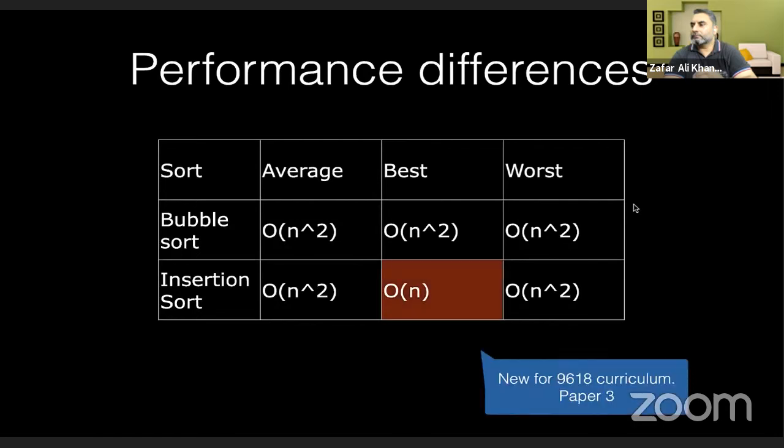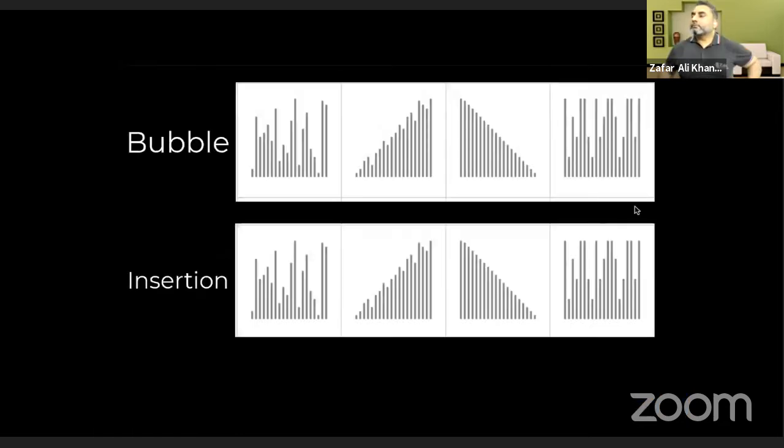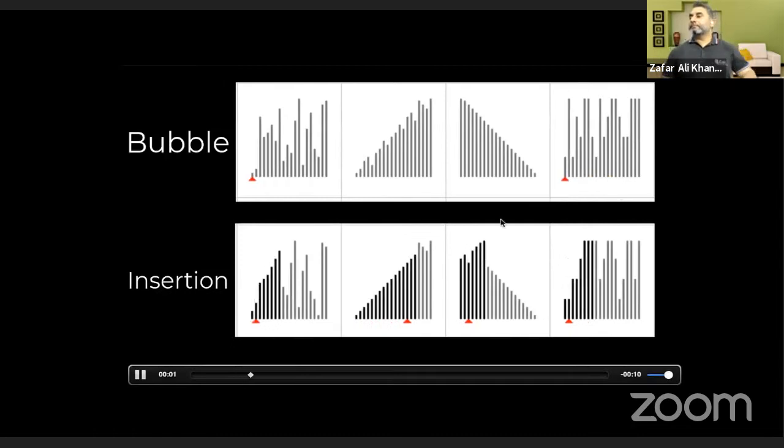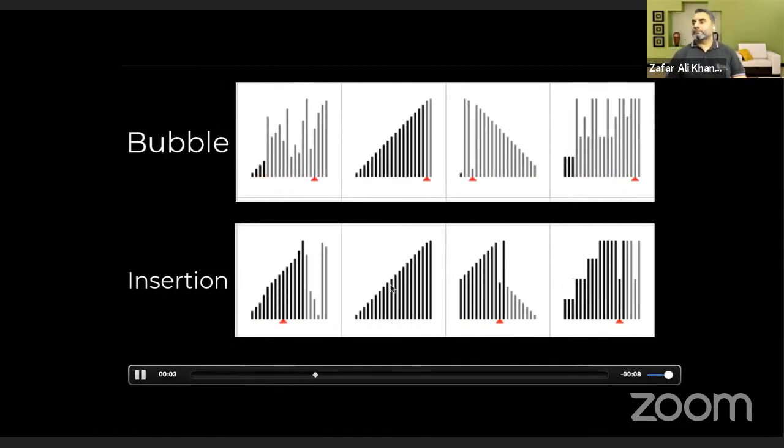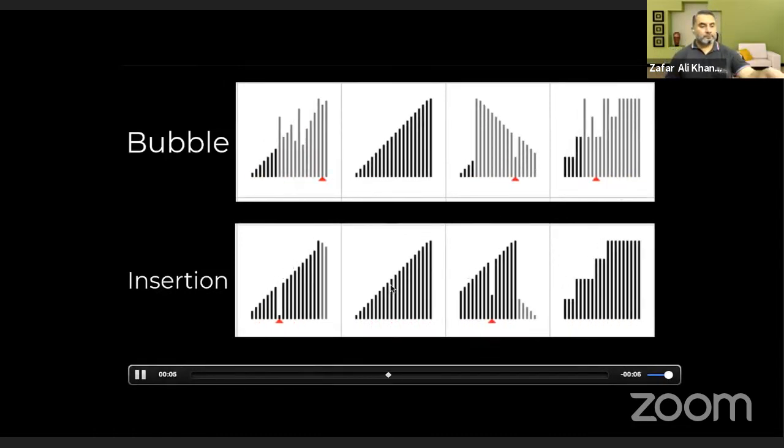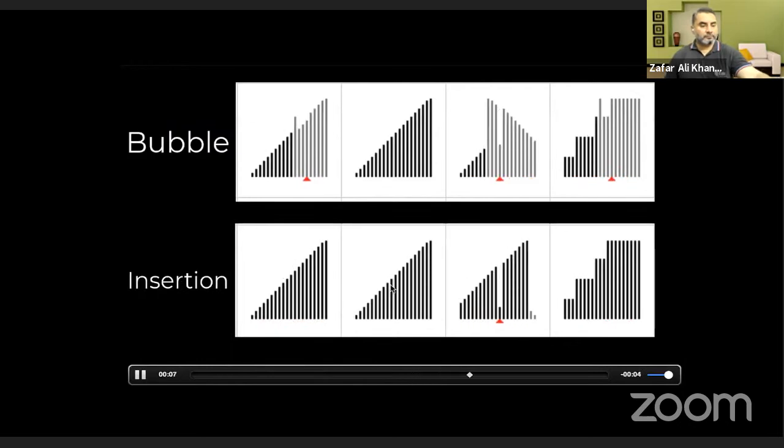Note in the 9618 paper, you're going to learn a little bit more about computational efficiency. So it's worth knowing this if you're going forward with that particular paper. Right, let's have a quick look at the bubble sort versus insertion sort. Look here. Something that was nearly sorted, it was really quick and efficient. Whereas now, they're roughly the same on some of the others.